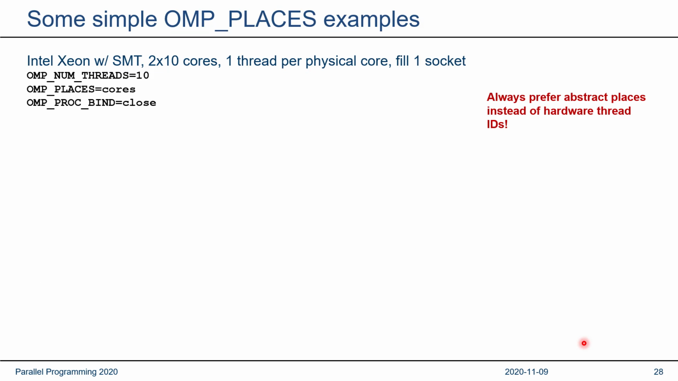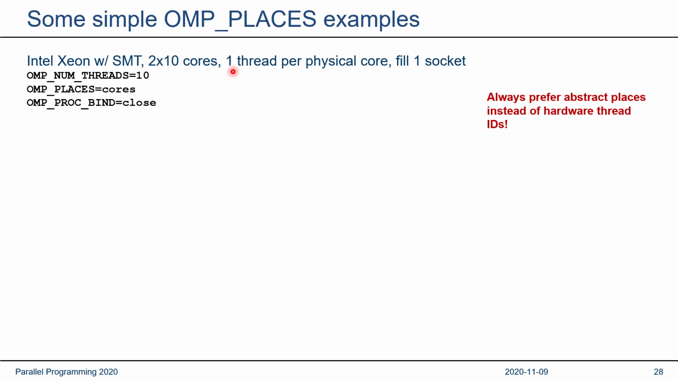Now here's some examples from practice. How to pin threads in certain situations. We have an Intel Xeon node with SMT enabled, so an Intel server processor. Each core has 2 hyperthreads. Each socket has 10 cores. We want to run 1 thread per physical core and fill 1 socket.